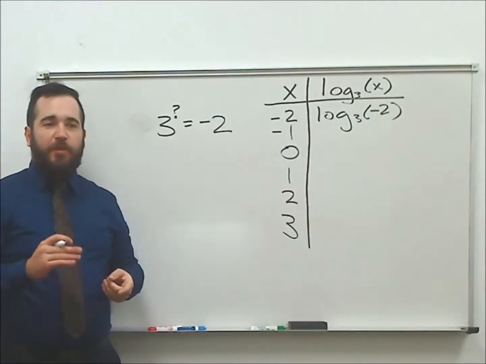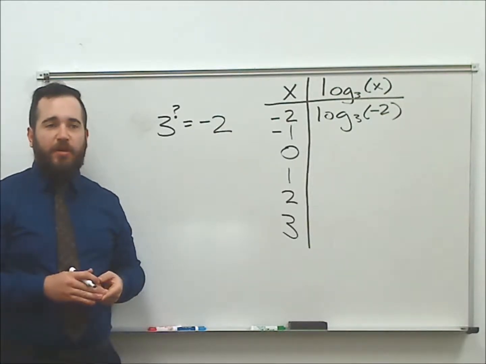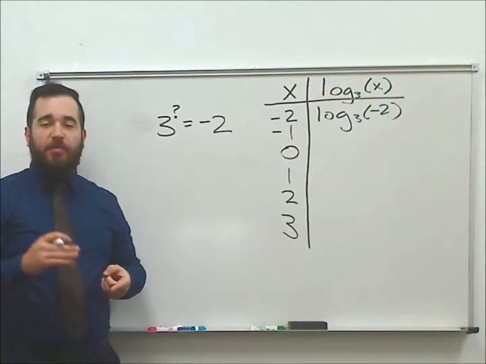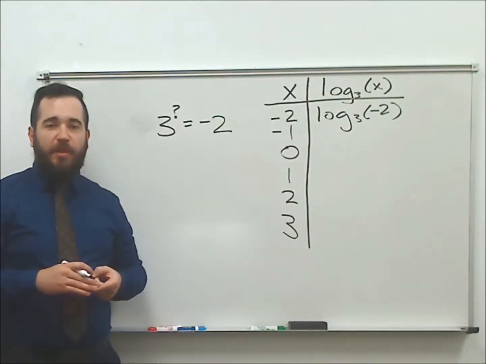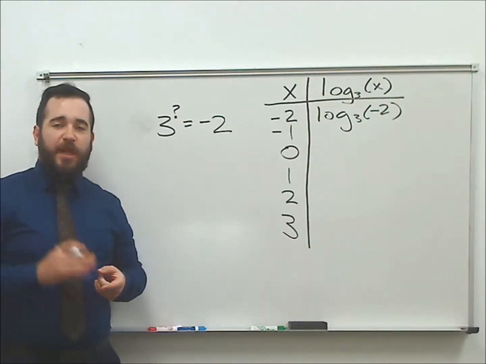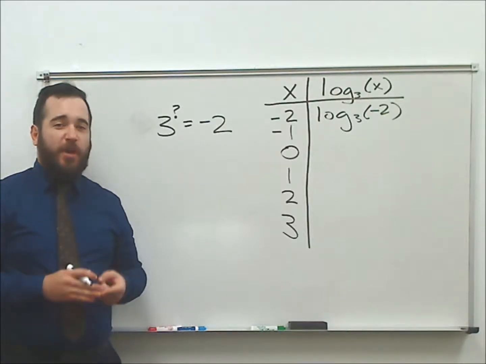If we raise 3 to a positive power, it's just going to get bigger, and it won't become negative. If we raise it to 0, it'll just be 1. And then if we raise 3 to a negative exponent, it will be smaller, but it still won't be negative.